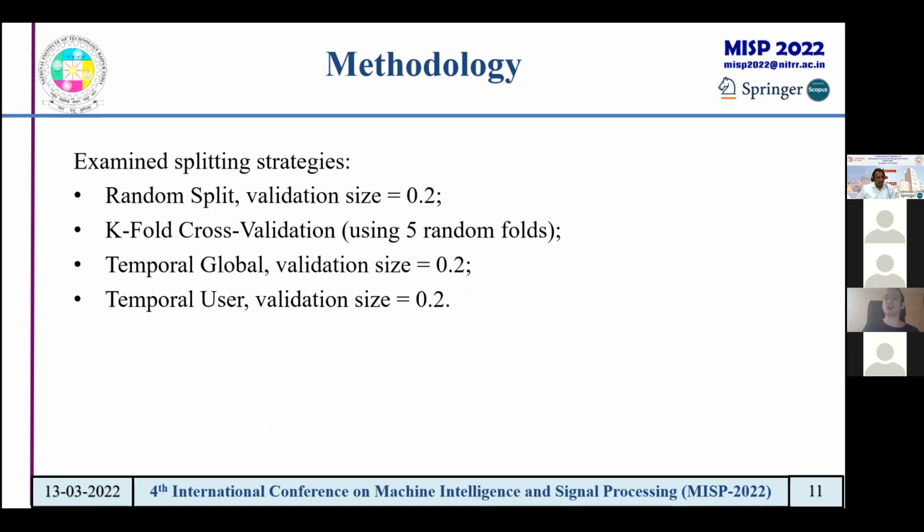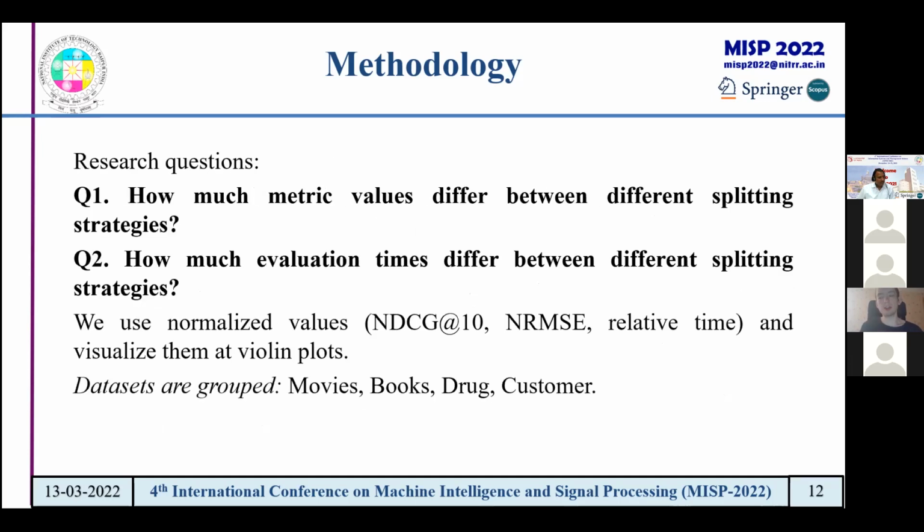According to the literature review, we examine 4 splitting strategies: random splits, k-fold cross-validation with random splits, temporal strategy, and temporal strategy with stratification on users. To analyze experimental results, we state 4 research questions. The first ones are about the numerical comparison of metric values and evaluation times. To answer them, we normalize given values and visualize them as violin plots. Since examined datasets have different characteristics, we group them by domain.